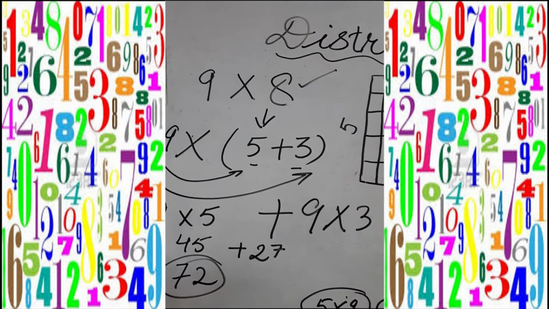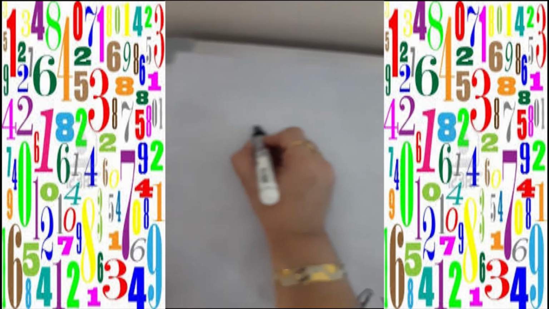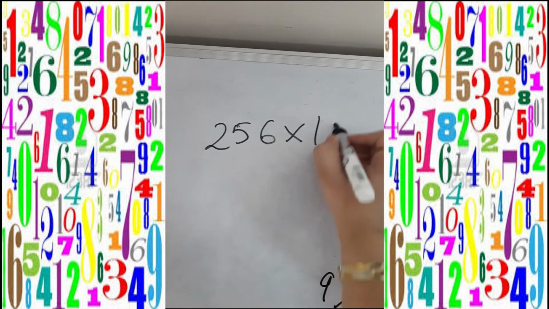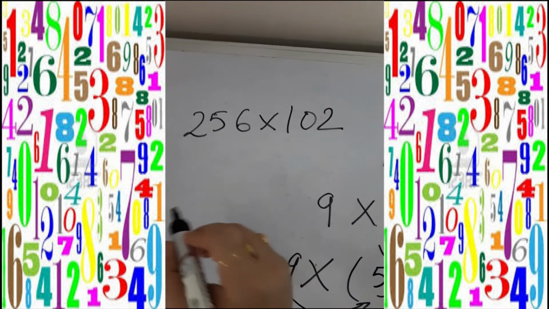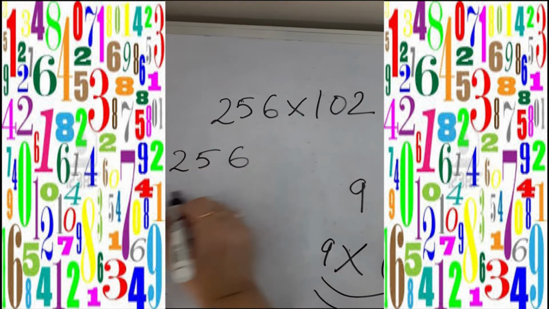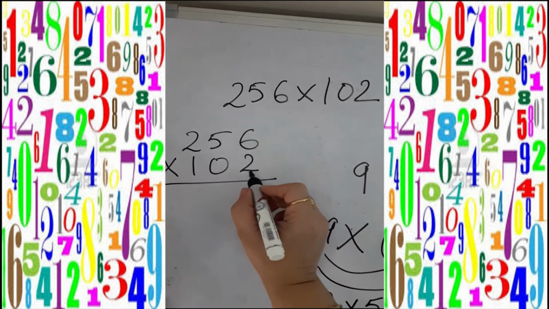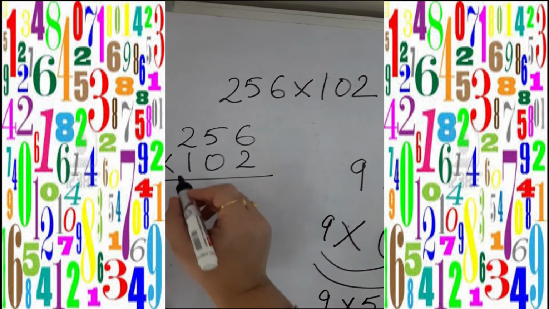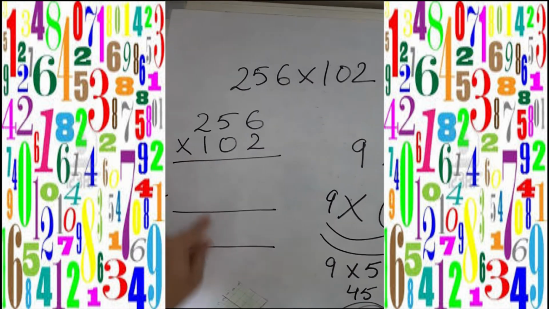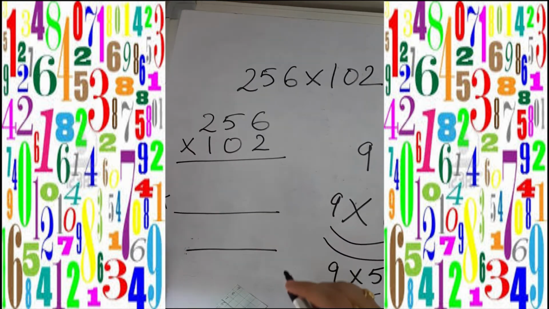Suppose I have a bigger number like 256 multiplied by 102. So no need to do lengthy calculation. No need to multiply like this. In earlier classes, in class 5, you have done it like this. First you will multiply by 2, then by 0, then by 1. It was a very lengthy calculation. I am not doing lengthy calculation. So for this I have to use distributive property.